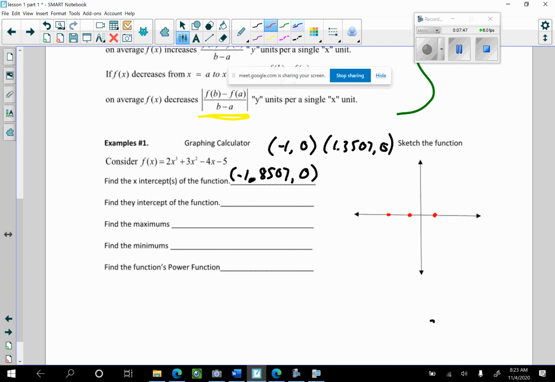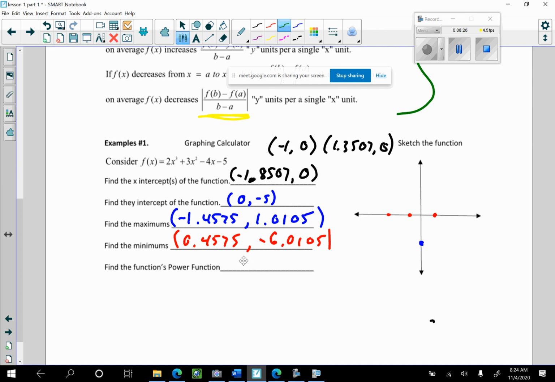The y-intercept is going to be easy. You're just going to put 0 in for x. That's going to be 0, -5. It's going to be down here. The maximum I had was right here, -1.4575, comma 1.0105. The min looks like it was 0.4574, comma -6.0105.